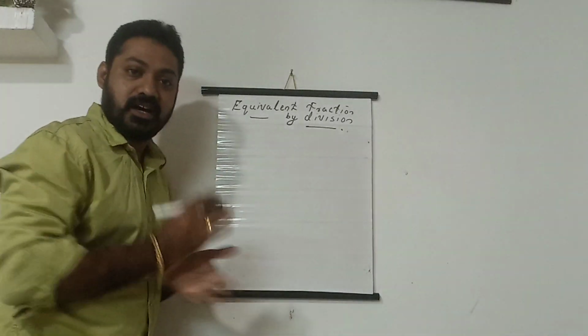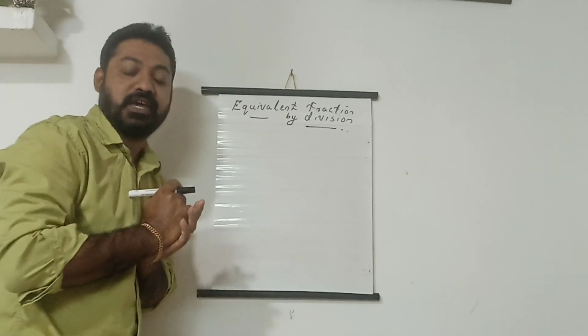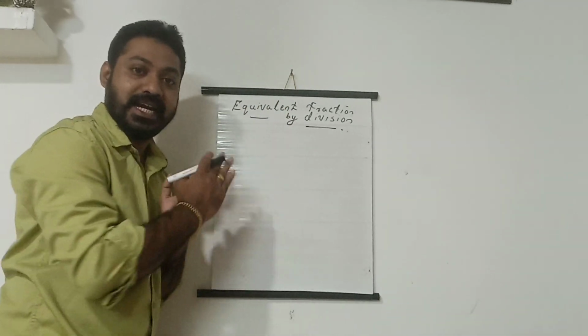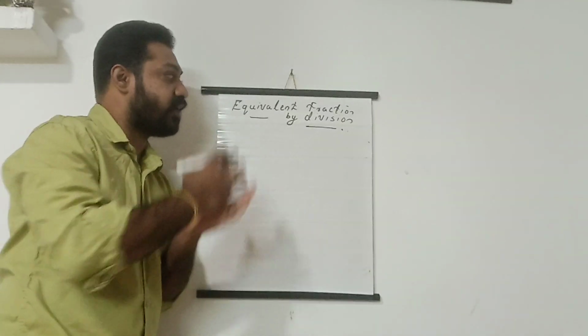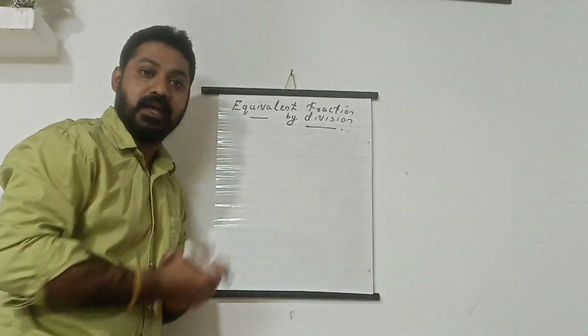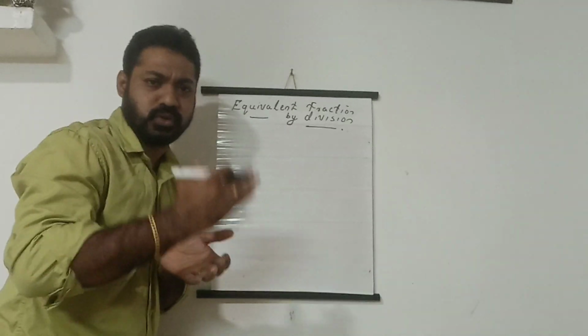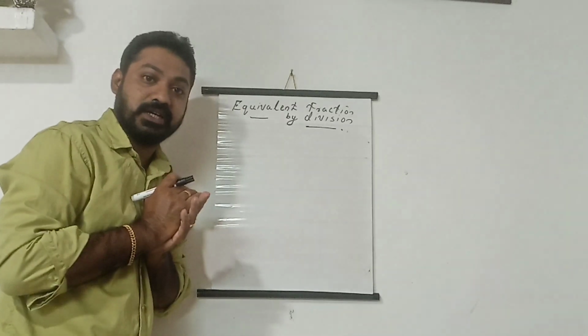Hello dear students, today we are studying how we can find equivalent fractions by the division method. Okay, equivalent fractions by division. In the previous class we learned how to find equivalent fractions by multiplication. That is quite an easy one, isn't it? Just multiply both the numerator and denominator by numbers like 2, 3, 4. Then you can get equivalent fractions by multiplication.